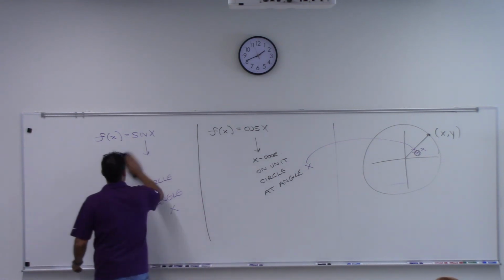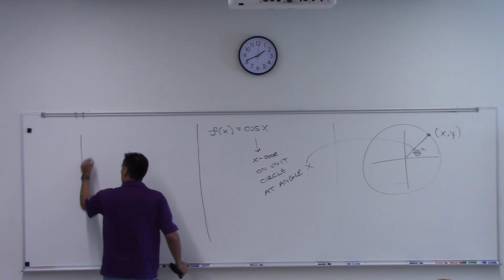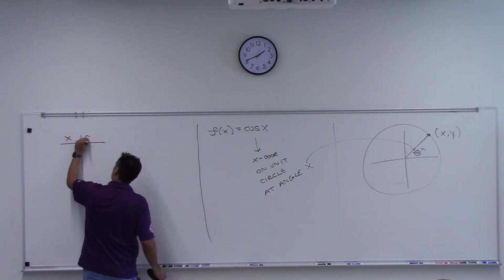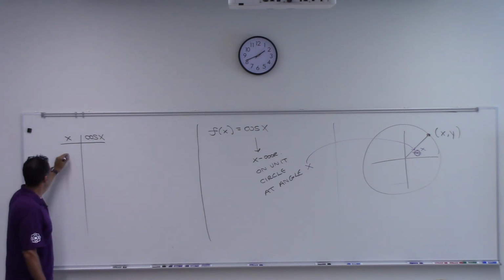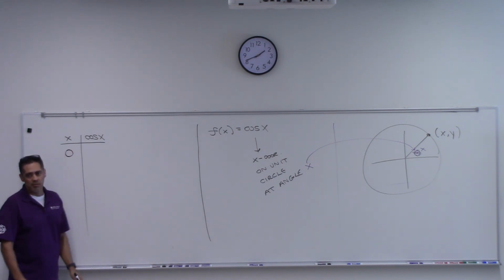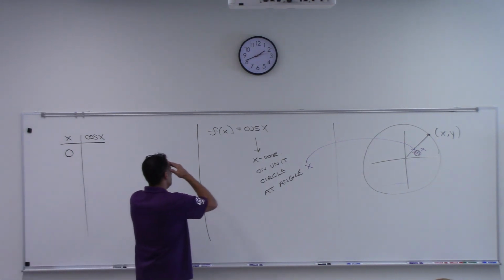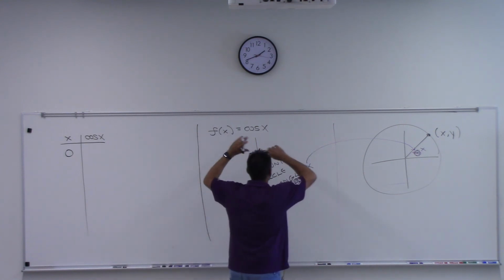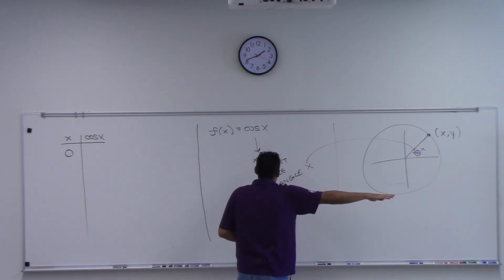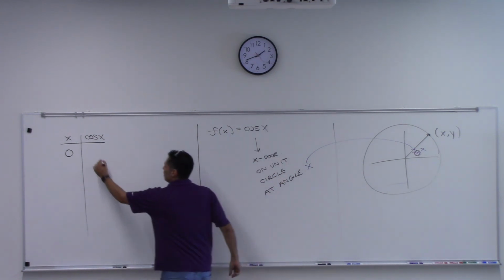All right, let's talk about what would happen if we made a table for this. If this is x and this is cosine of x, let's think about the unit circle. Let's start at the angle 0. What is cosine of 0? You should see your unit circle, think angle 0, and ask what's my x coordinate out here? 1.